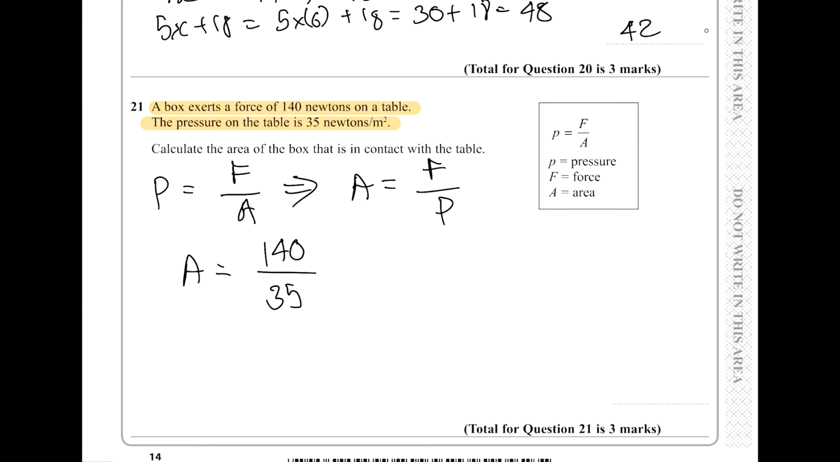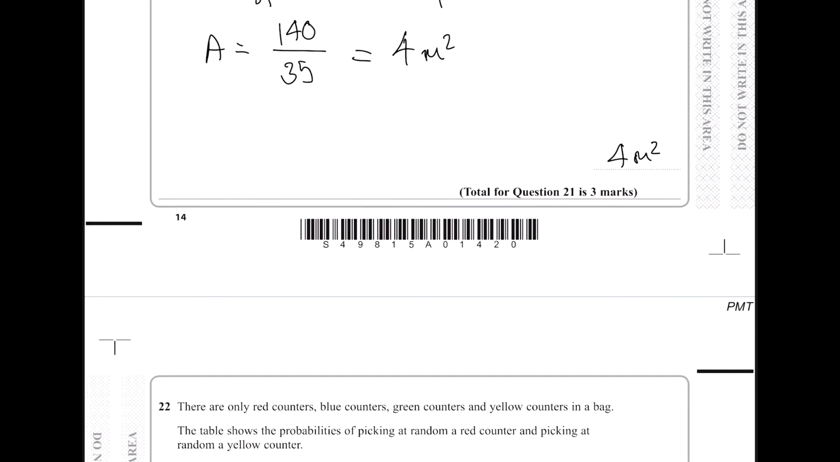Okay, and so if we do that, then how many times does 35 go into 140? Well, 35 plus 35 is 70, so that goes in 2 times, and then 70 is half of 140, so it actually just goes in 4 times. And again, the units of that, because this is newtons and then this is also newtons per meter squared, the newtons cancel, so you're just left with meters squared for the area. And that makes sense, right? Because area should have a unit squared as the form of measurement.